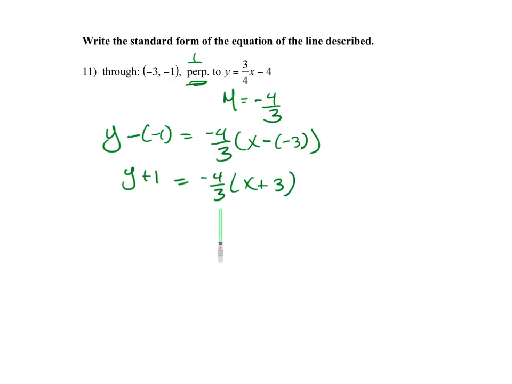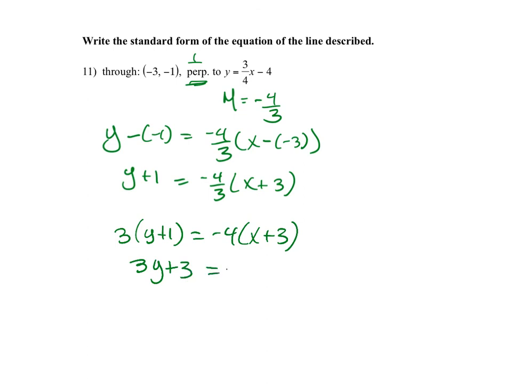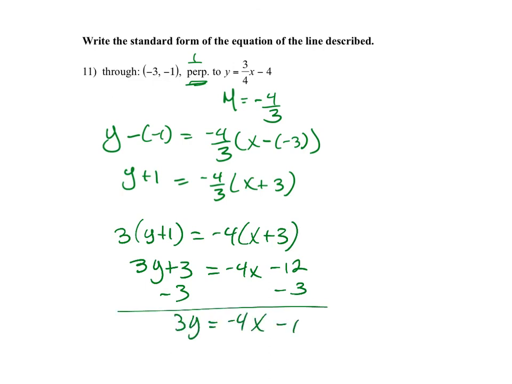Again, I'm multiplying by the denominator on both sides. So 3 times y plus 1 equals negative 4 times x plus 3. 3y plus 3 equals negative 4x minus 12, minus 3. So 3y equals negative 4x minus 15, and I'm just dividing by 3. So y equals negative 4/3 x minus 5.